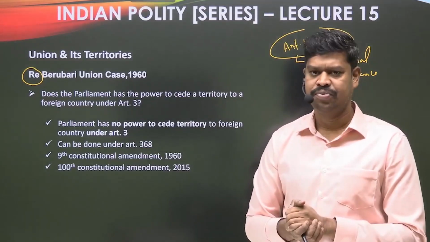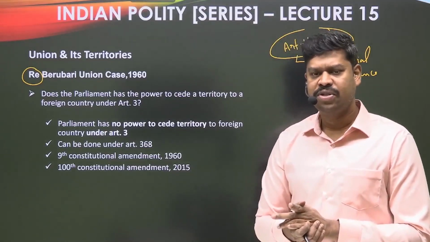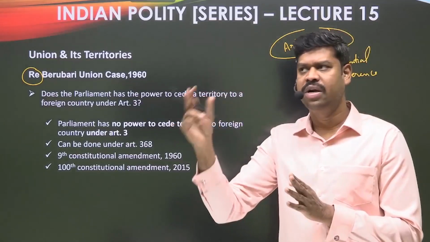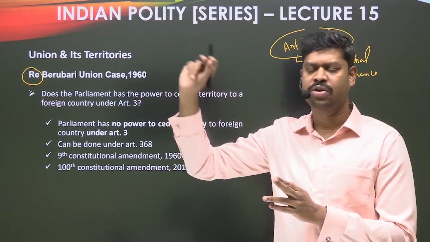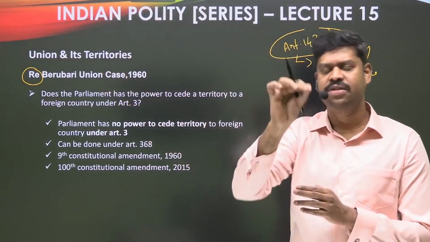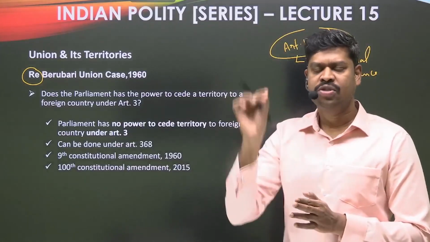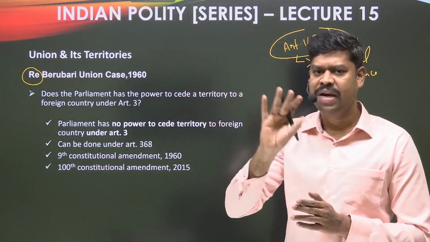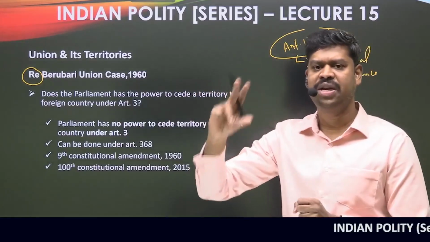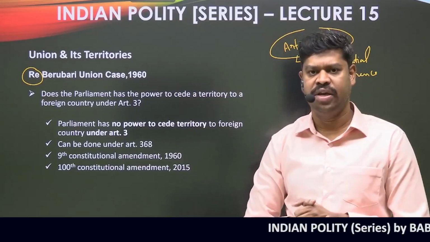That means the parliament has the power to cede a territory to a foreign country, but that ceding territory to a foreign country will make changes in the Schedule 1, because whenever you give a territory to a foreign country, it is going to make some changes in the Schedule 1. So such a change in the Schedule 1 cannot be done by a simple majority in the parliament, but it can be done only by way of a special majority under Article 368.